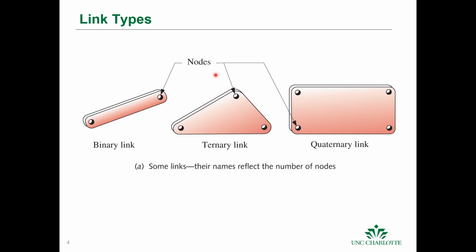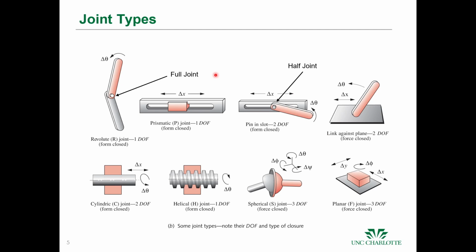Okay, so the number of nodes defines the link. So these are joint types, not link types, but joint types. We have the revolute joint, where we have a single degree of freedom, where it can spin all the way around this pin joint here. This is a full joint. This is a prismatic joint. Okay, we have 1 degree of freedom, can slide back and forth. This is a pin and slot joint. This is called a half joint, because this joint can also move in this direction and rotate. It's a 2 degree of freedom mechanism.